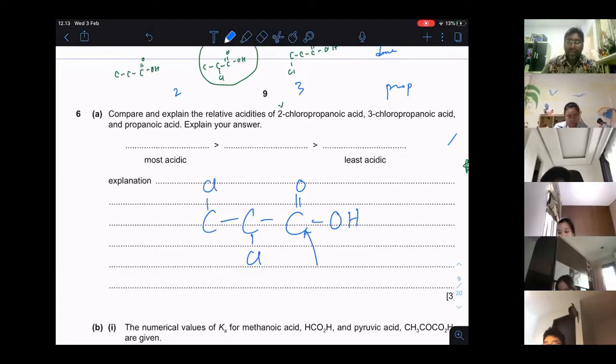Now, please take note, they want to talk about acidity, the ability to donate the proton. Now, do remember Cl, let me ask Arneta, Cl is an electron withdrawing group or an electron donating group?